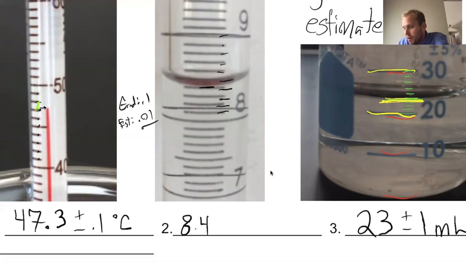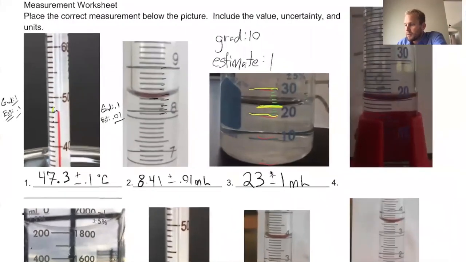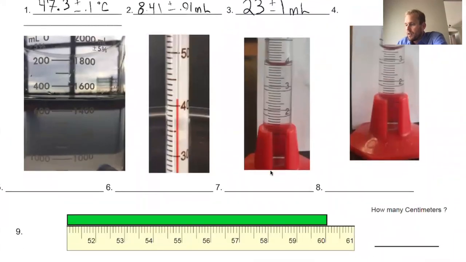I'm going to say it's just above though. I'm going to say 8.41, plus or minus the value of the estimate, plus or minus 0.01 milliliters. Okay. By default, most liquid measurements in chemistry tend to be milliliters. So there you have it.